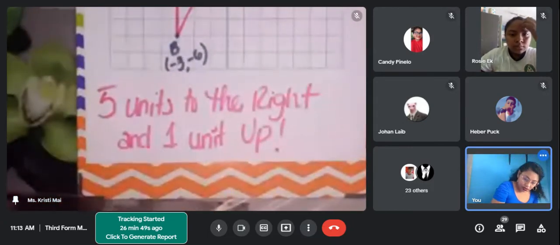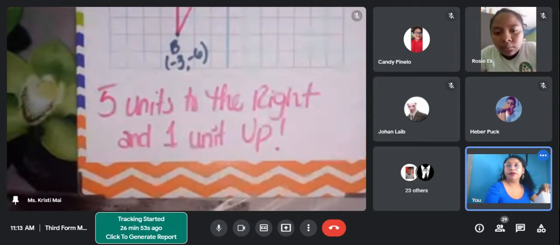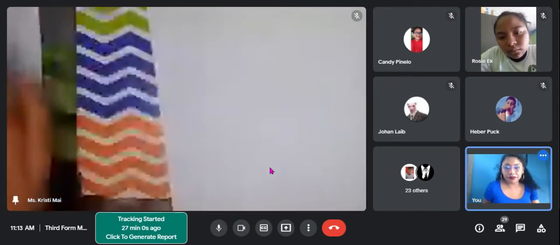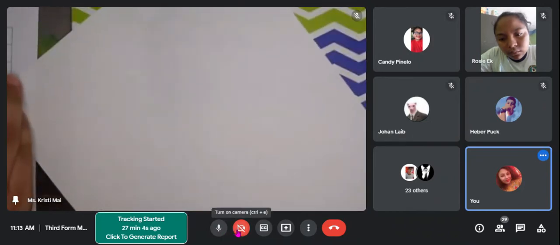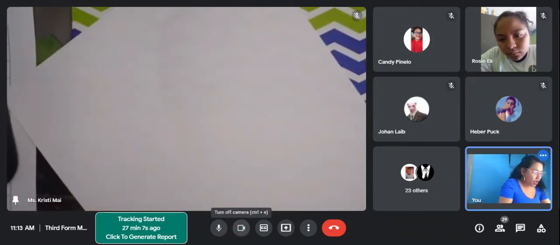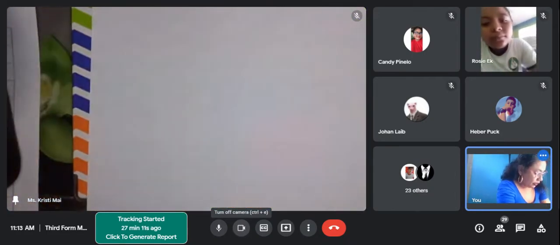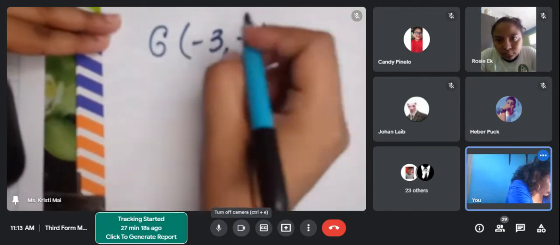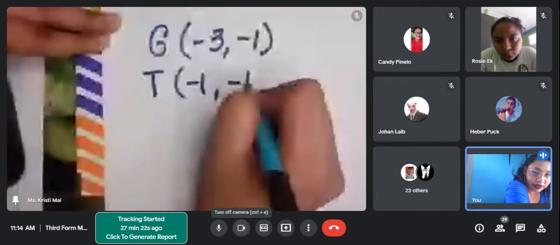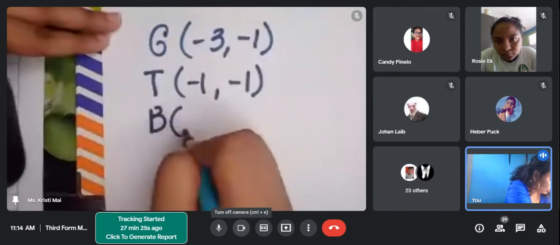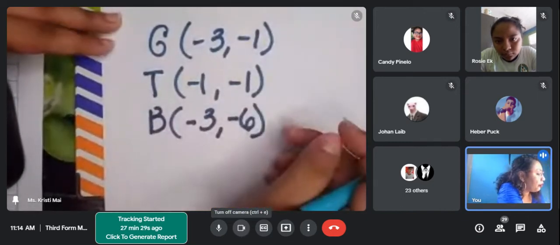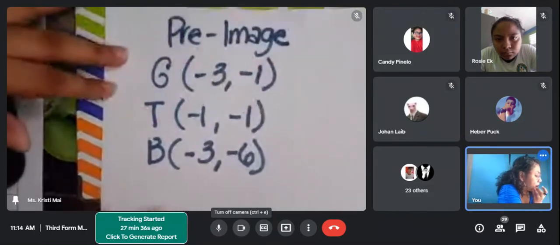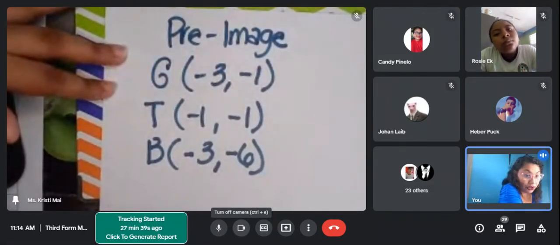So now let me see if I have another paper. Okay, so what we want to see first here, let me change this one. Okay, so I'm going to be writing the points, right? I have point G, which is -3, -1. I have point T, which is -1, -1. And I have point B, which is -3, -6. This is the original image.